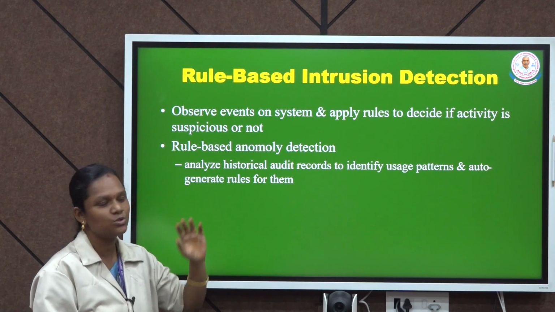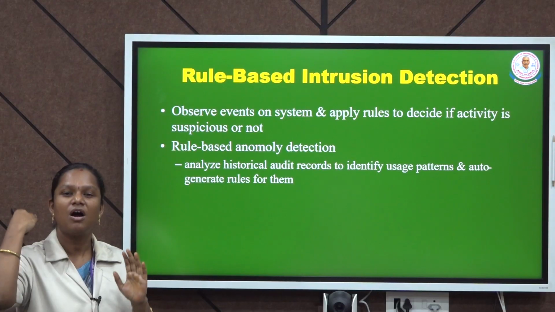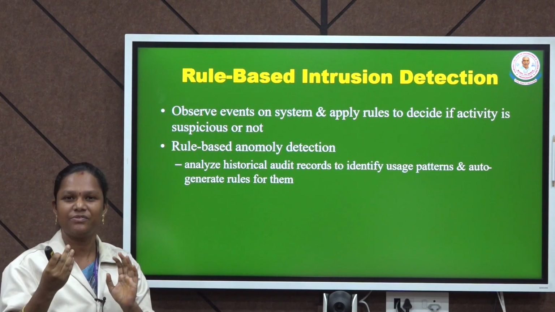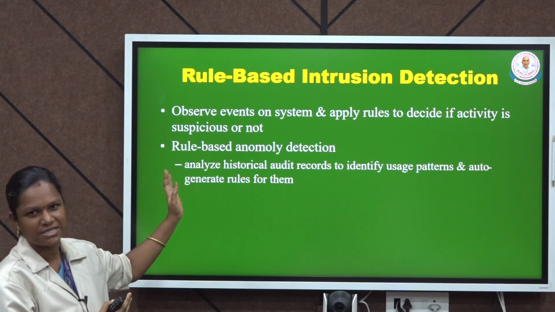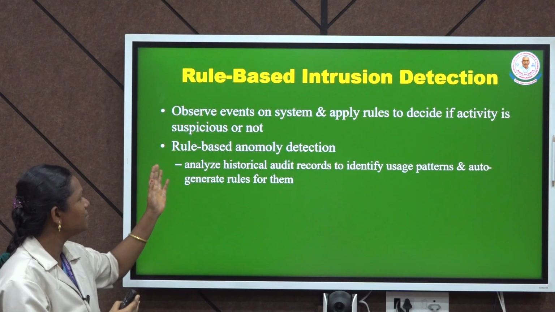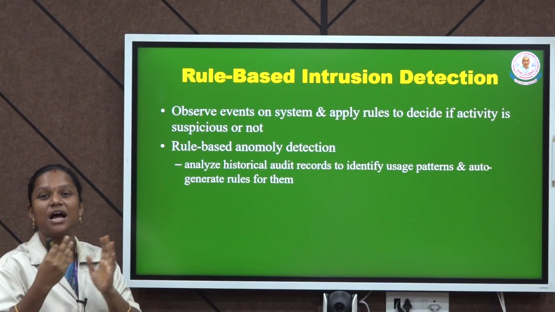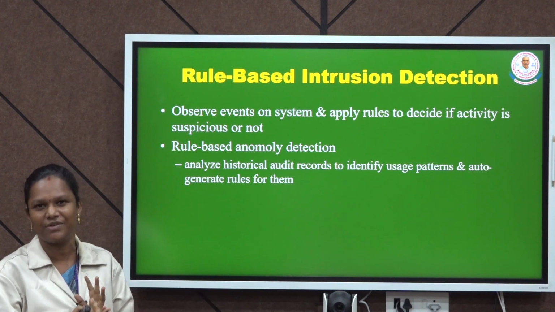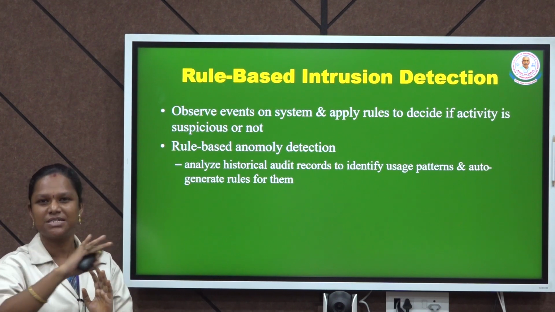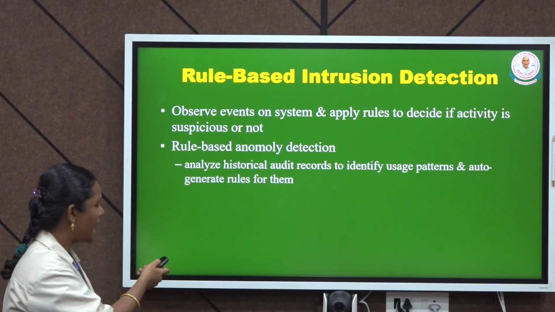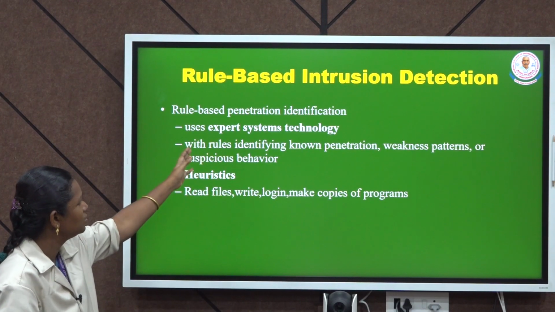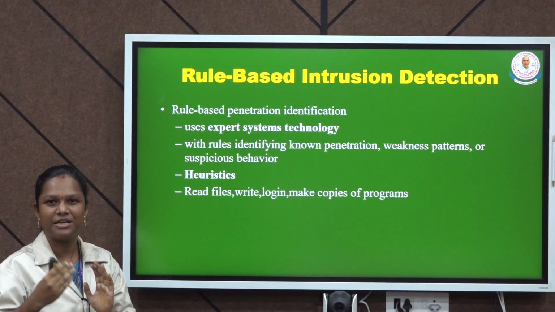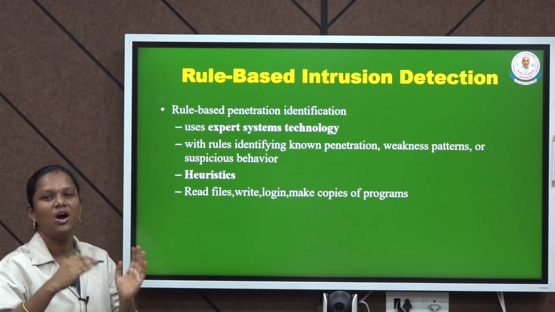Next one, rule based intrusion detection system. What is meant by rule based detection? We have already defined a set of rules, and we have to find whether an activity is suspicious. This is called rule based detection. It also has two parts, rule based anomaly detection and rule based penetration identification. Anomaly means we have to find whether suspicious or unwanted behavior is present or not. Second one is penetration identification, rule based. It uses expert system technology. Expert system technology means we apply it in all the fields. These are also analyzed in the audit record system.